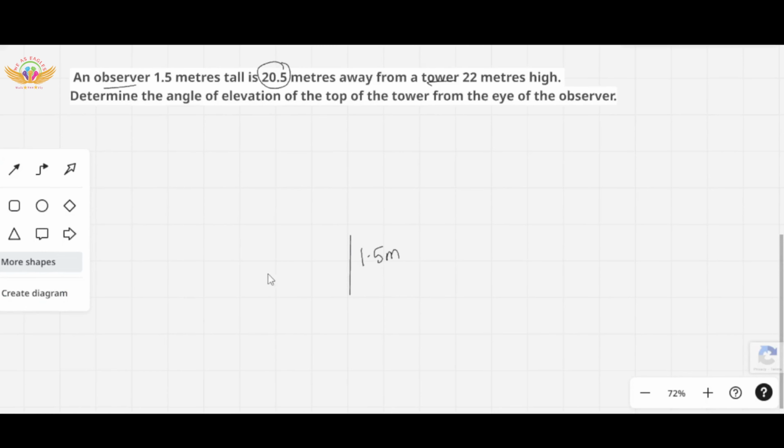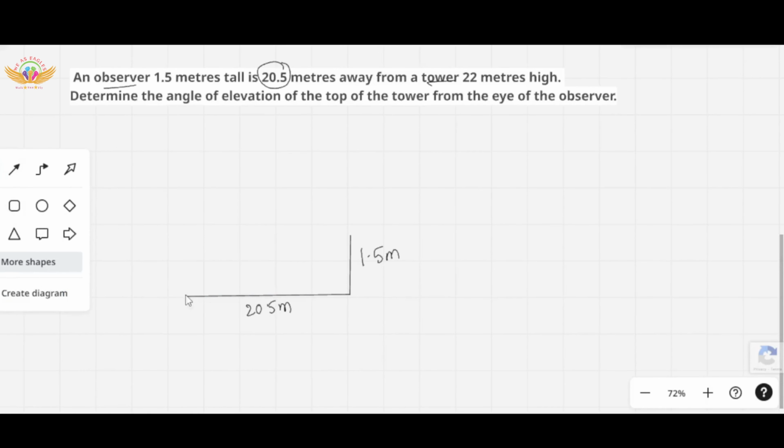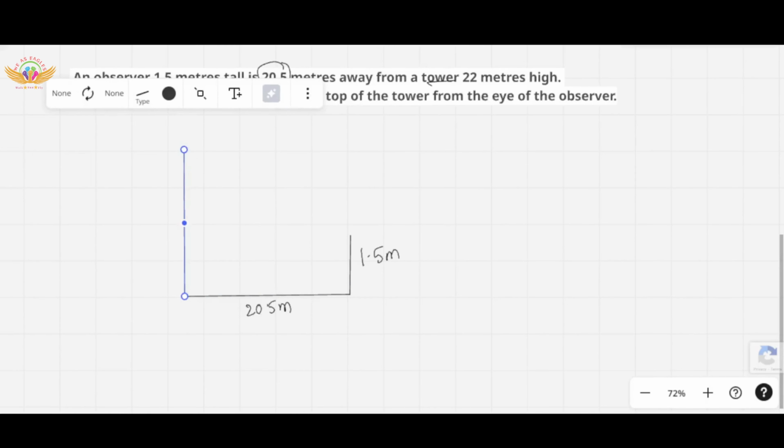Okay, done. So first of all, let us draw the distance between the tower and this line. That is 20.5 meters. There is a tower. Let us draw the tower now. So there is a tower and this tower is how much? Yeah, 22 meters. This is 22 meters. Done. Determine the angle of elevation of the top of the tower.